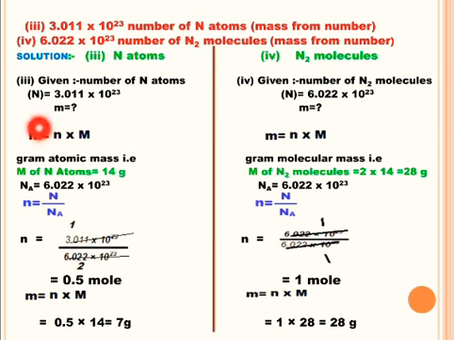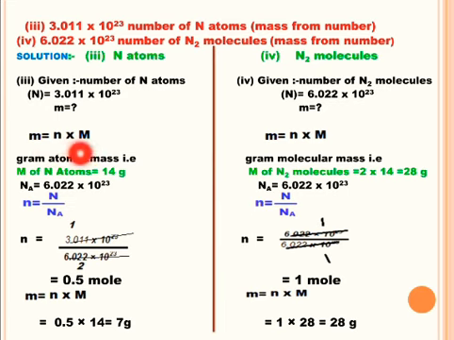And what do we have to calculate? We have to calculate the mass of 3.011 × 10^23 atoms of nitrogen. So what is the formula to find out the mass? We know the formula, that is small m is equal to small n into capital M.